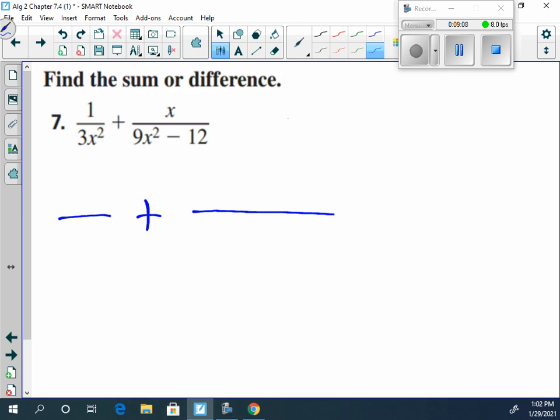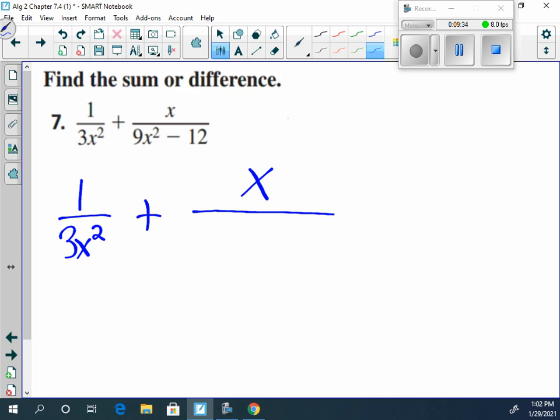So when we look at these two here, again, we're not doing anything to the numerators. We're not going to factor. We're just going to leave them alone. Now we can look at the denominators. Well, 3x squared is one term. There's no way to simplify it down. That wouldn't be helpful. So we have that there.